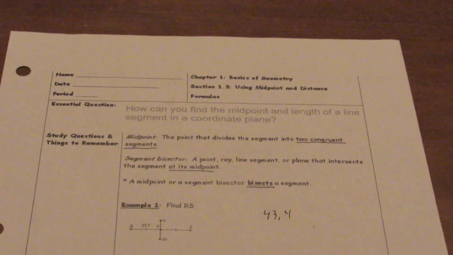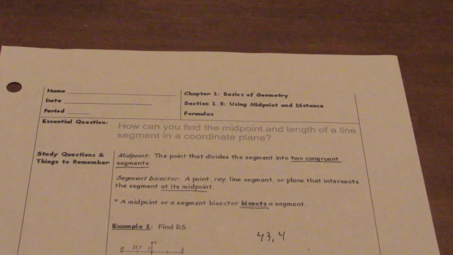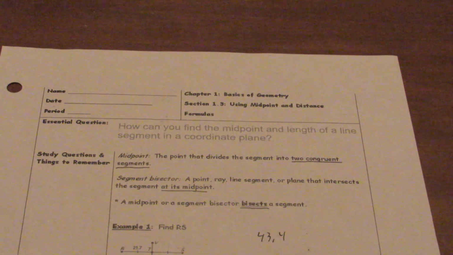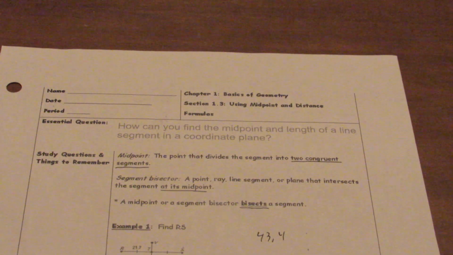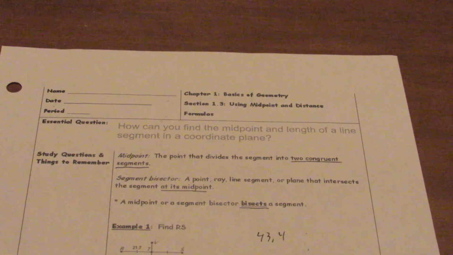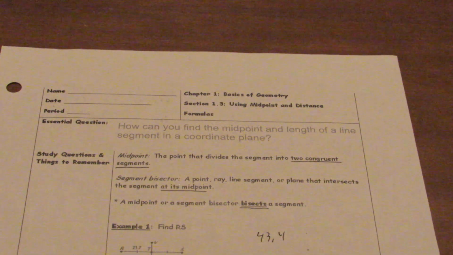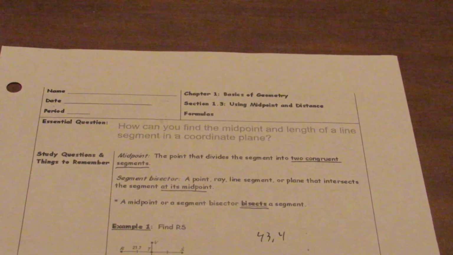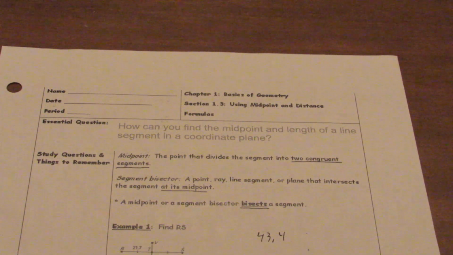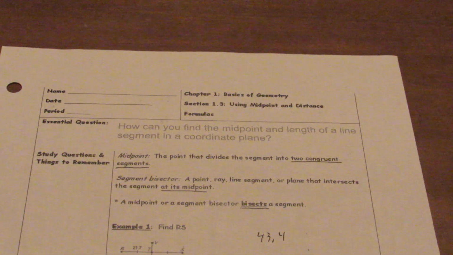So then defining our terms, midpoint is the point that divides the segment into two congruent segments. Segment bisector is a point, ray, line, segment, or plane that intersects the segment at its midpoint. Bisect means cut it in half. A midpoint or a segment bisector, both of those bisect the segment, meaning they cut it in half.